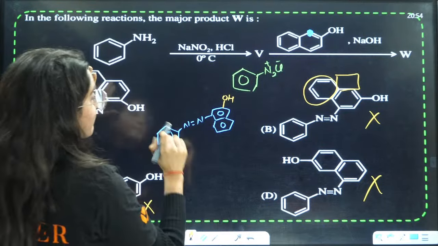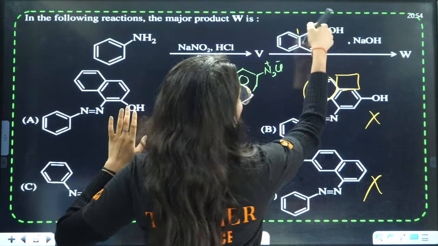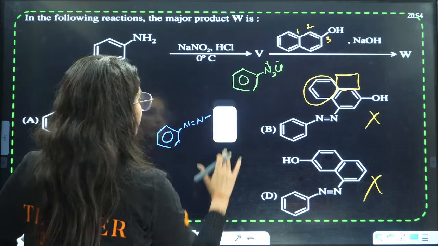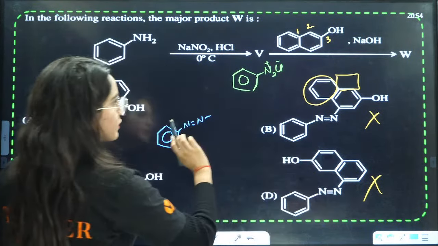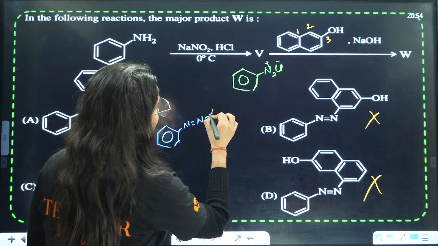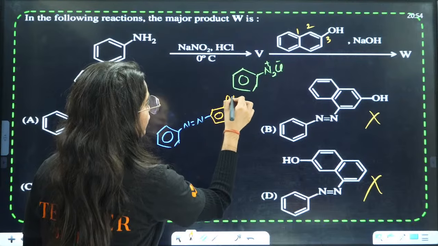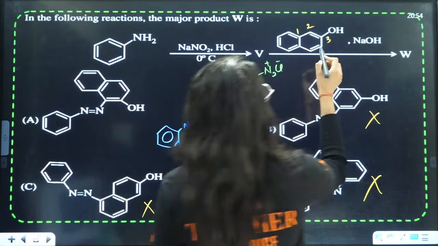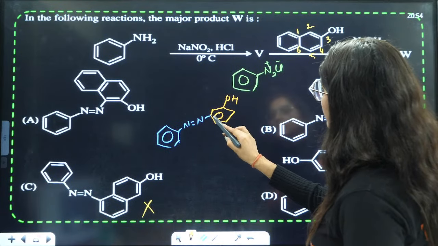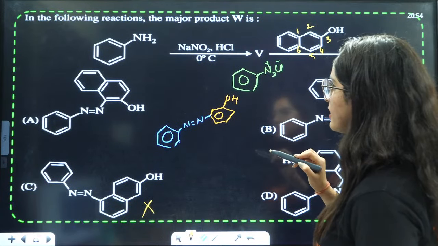Wait a minute. Okay. So if I mark this, this is 1, this is 2, this is 3. The second position will be attached, okay? So how will the product be formed, right? Because I'm confused between first and second, A and B. So this is N2. Benzene will attach here, right? And next thing will be OH, right? This is 1, 2, 3, 4, 5, 6. First and sixth position, you will have this thing, right?